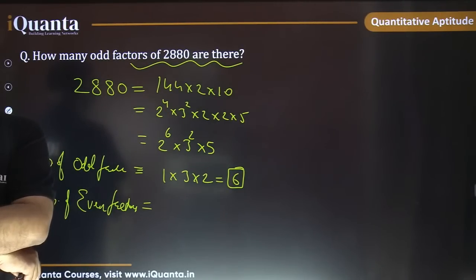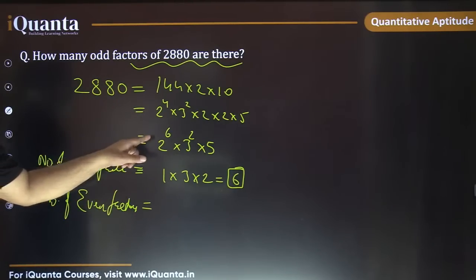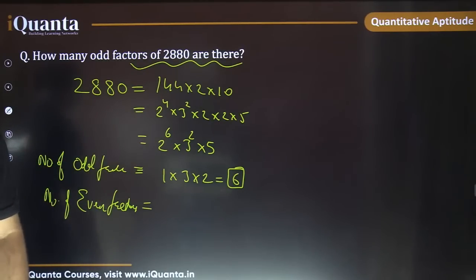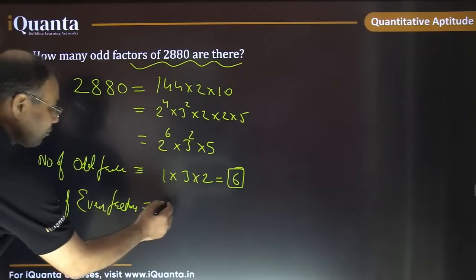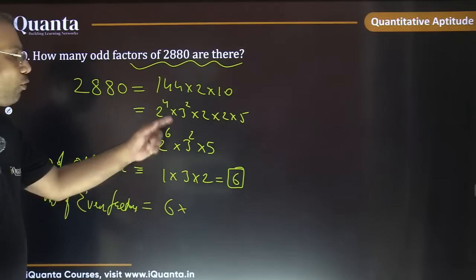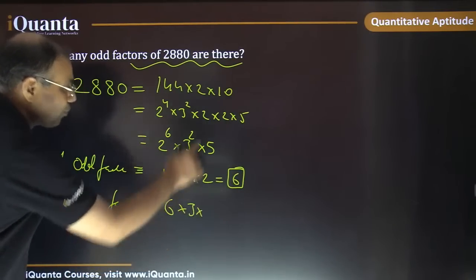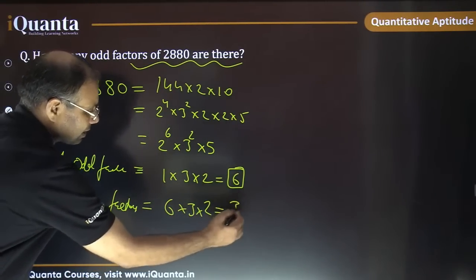How to calculate? Now I need to take all the powers of 2 except 2 power 0. Right? So 2 power 1 to 6. There are 6 possible ways to select a power of 2. But for powers of 3, I can take 0, 1 or 2, all the 3 ways. And for powers of 5 also, both 0 and 1. That makes it 36.